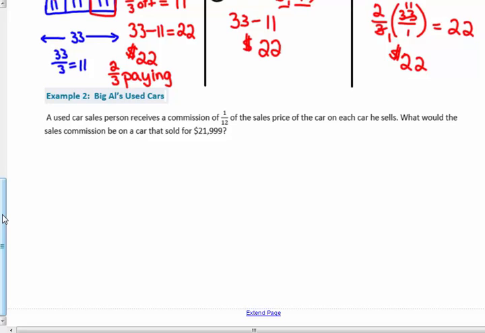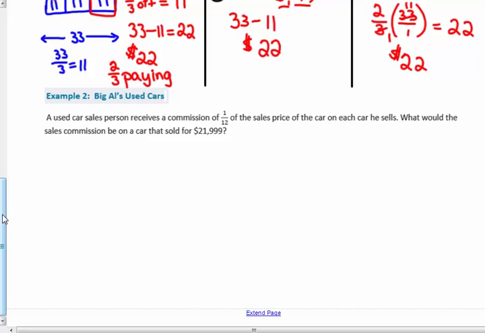What would be the sales commission on the car that sold for $21,999? Oh, a nice car. Okay, a used car salesperson receives a commission of 1/12 of the sale price.